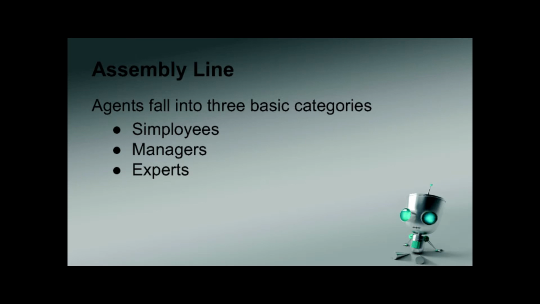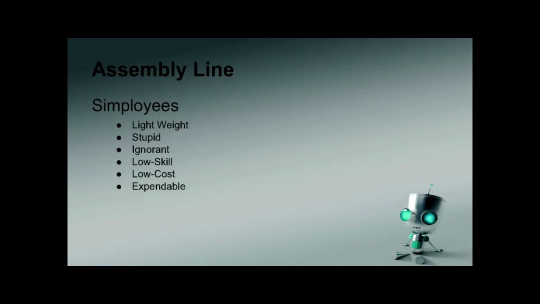Basically, the Simployee model uses agents, which are little tiny programs or pieces of programs. And they fall into more or less three categories. So you've got the Simployee, the manager, and the expert. Simployees are, by their very design, stupid, ignorant, low skill, low cost, and expendable.